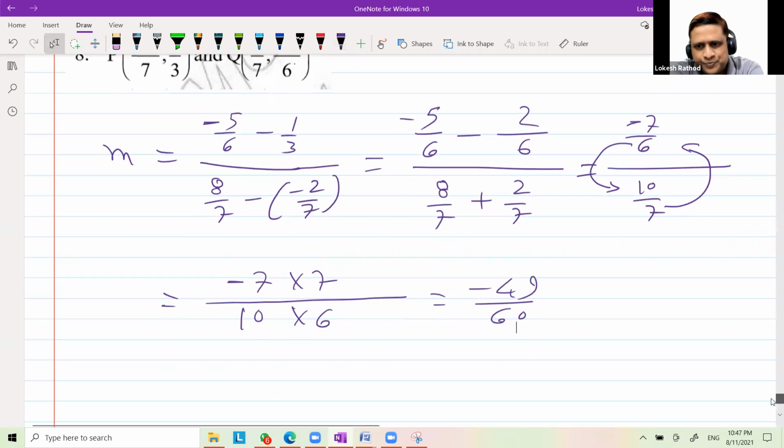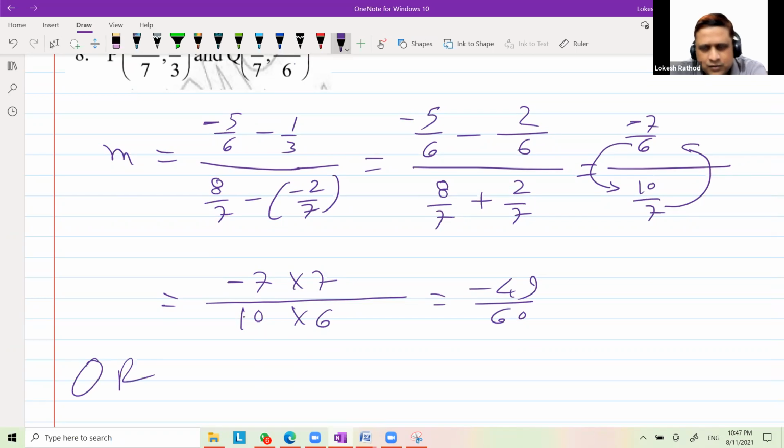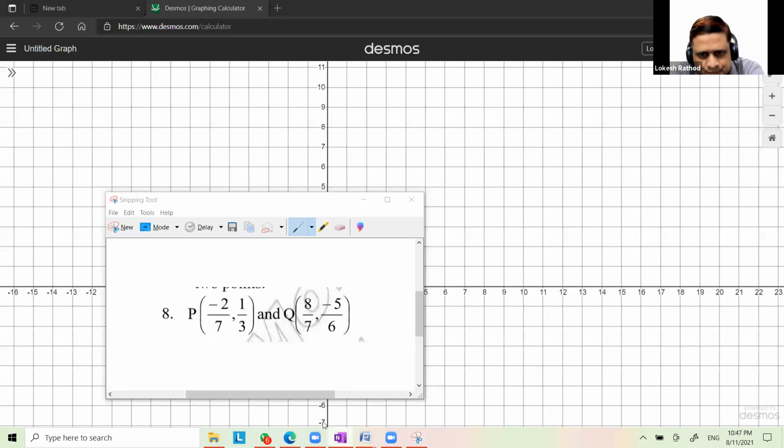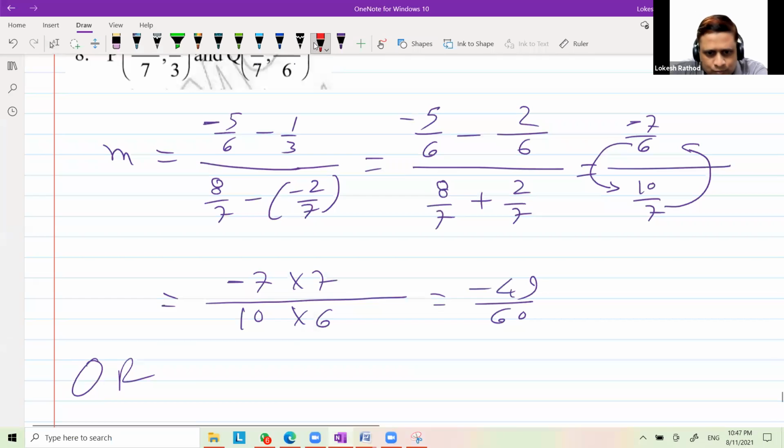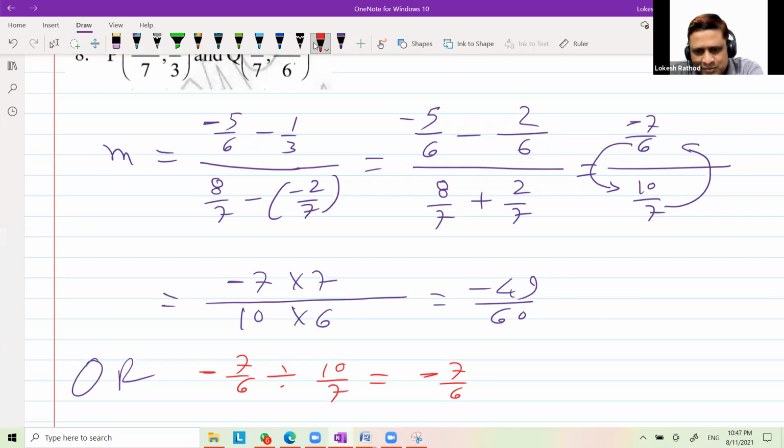Obviously, there is another way also. Other ways like this. You can do it like this one. I'm going to do -7 over 6 divided by 10 over 7. Okay. That is nothing but -7 over 6 multiplied by 7 over 10, right? When we want to convert division into multiplication, we take the reciprocal of this number, right? So that's what I've done. Now 7 times 7, 49, minus, and 6 times 10, 60. This is the answer.